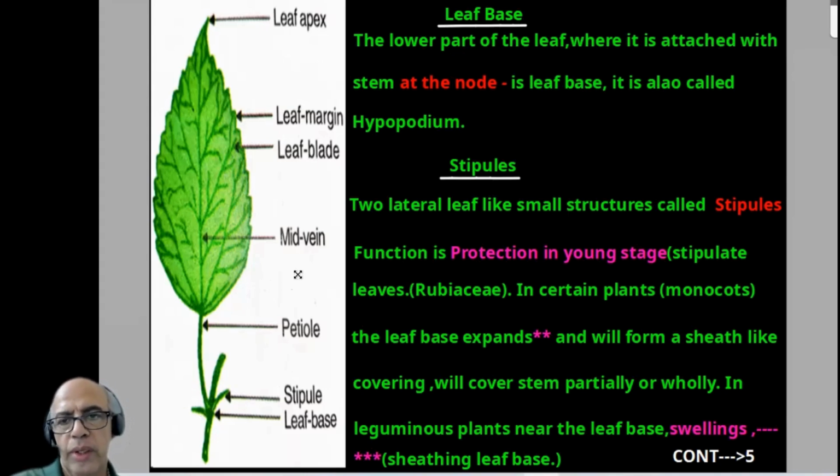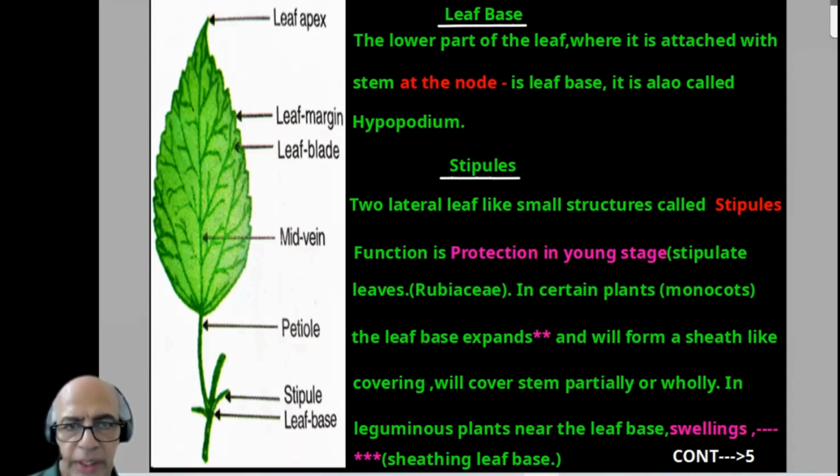Hypo means lower. Podium means where the leg is rested. Poda, as in arthropoda, jointed legs. So podium is where the leg is kept, that is, where it is attached. I think this part is clear. That is the lower part, hypopodium, the leaf base.